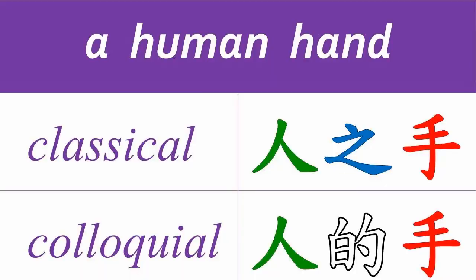So, 之 is the classical Chinese equivalent of the unstressed possessive particle 的 that we learned in Lesson 3. For example, a human hand could be translated either as 人之手 or 人的手, depending on whether a classical or a more colloquial style is desired.